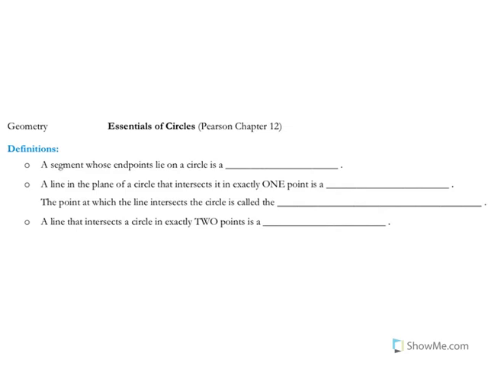The first vocab word that we're going to talk about, its definition is a segment whose endpoints lie on a circle, and that word is a chord. So a chord, by definition, is a segment with two endpoints that are on the circle.